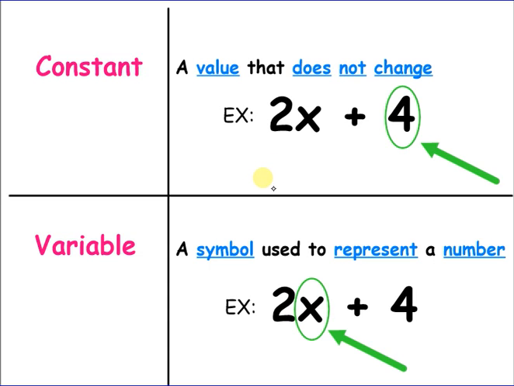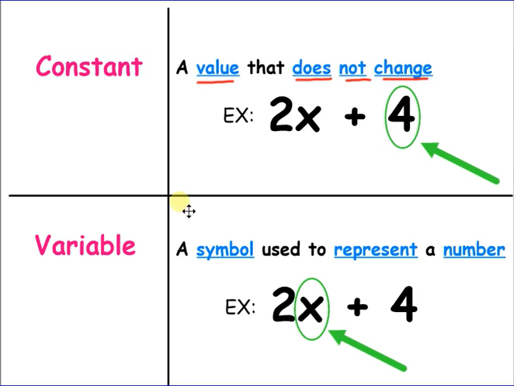Alright, so there's 4 big vocabulary words that you need to know and that we're going to cover today. The first one is a constant. A constant is a value that does not change. The easiest way to think of a constant is that it's the number that's by itself in an algebraic expression. So here I have the number 4 circled. The number 4 is on its own. There's no letter attached to it. It's just sort of hanging out by itself on the other side of the plus sign.